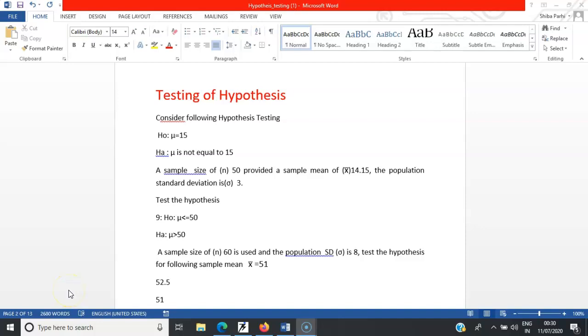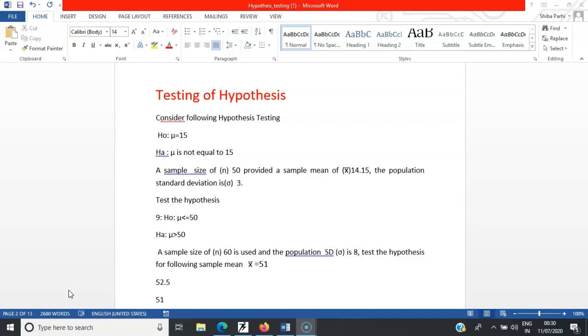So in this video, we'll do the testing of hypothesis. We'll understand when to use what kind of test in the case of your research. Let us take an example. H0: mu is equal to 15 and HA, the alternative hypothesis: mu is not equal to 15.